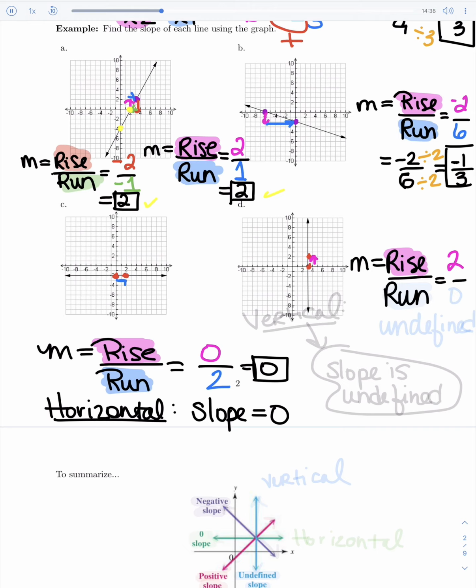Let's take a look at my run. My run is how much am I going left or right? Well, I'm not going left or right at all, so that would put a 0 on the bottom. Now, this one's tricky. If you type in 2 divided by 0 into your calculator, it will actually say the word error. The reason is you can't divide by 0. There's a fancy word for something when we divide by 0. It's called undefined.